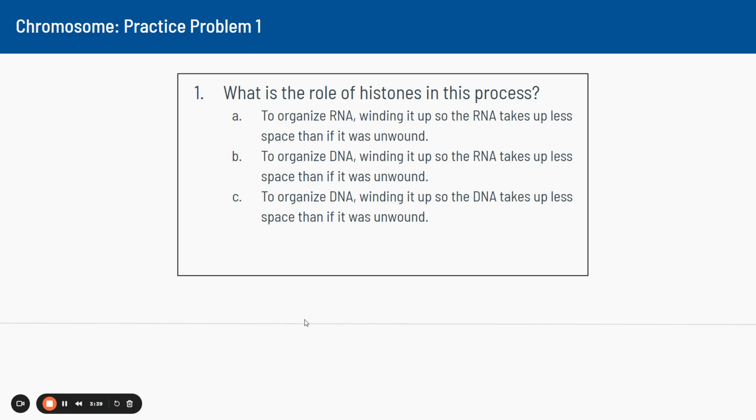So, quick question: what is the role of histones in this process? Is it A, B, or C? If you chose C, you are correct. The role of histones is mainly to organize DNA, winding it up so the DNA takes up less space than if it was unwound.